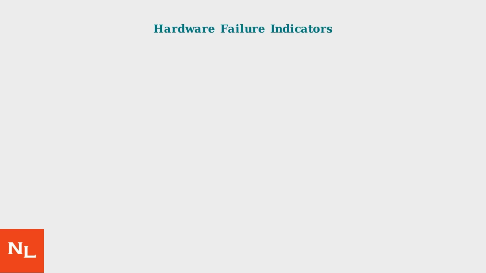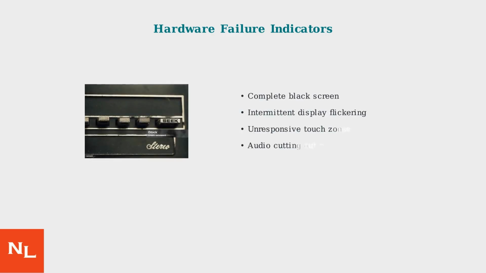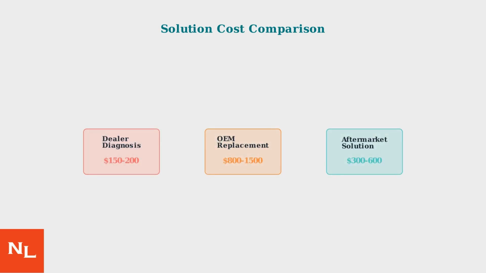If these troubleshooting steps don't resolve the issue, you're likely dealing with hardware failure. This is common in vehicles over 7 years old, affecting about 20% of 2018 Terrain owners. When hardware replacement is needed, you have options. Dealer diagnosis costs $150 to $200, while OEM replacement ranges from $800 to $1,500. However, aftermarket solutions offer a cost-effective alternative.